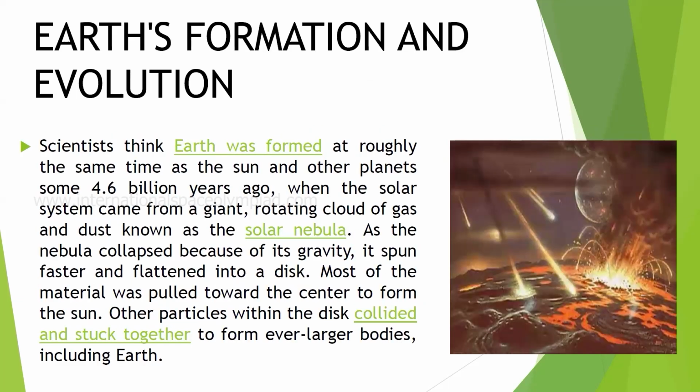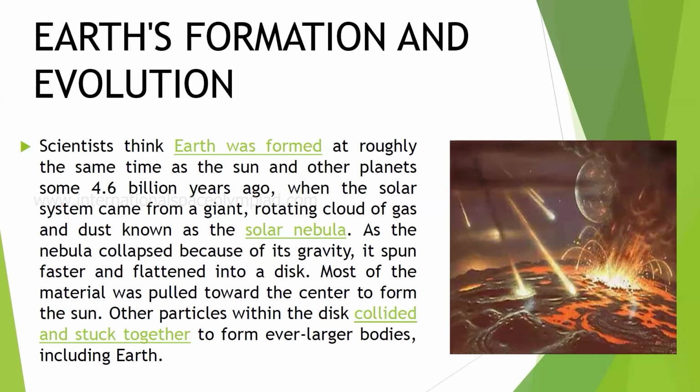Now let's have a look at Earth's formation and evolution. Scientists think Earth was formed at roughly the same time as the Sun and other planets, about 4.6 billion years ago. We studied yesterday and the day before yesterday about the formation of Sun and planets from the solar nebula. As the nebula collapsed because of its gravity, it spun faster and flattened into a disk. That disk was called accretion disk, and most of the material was pulled towards the center to form the sun.